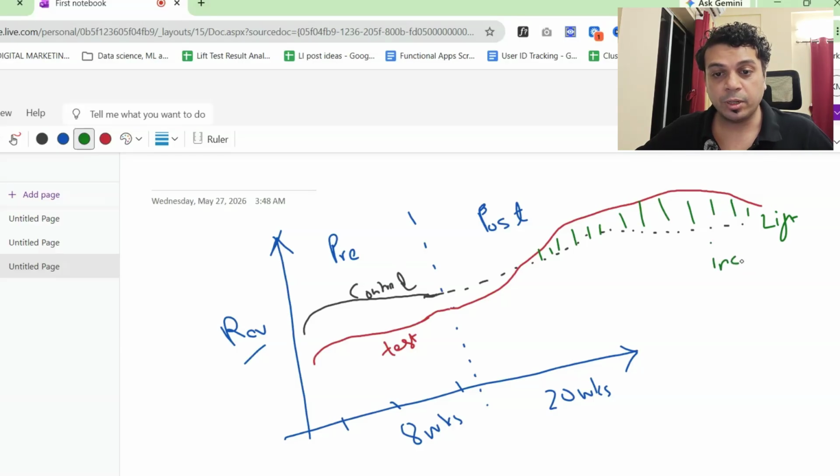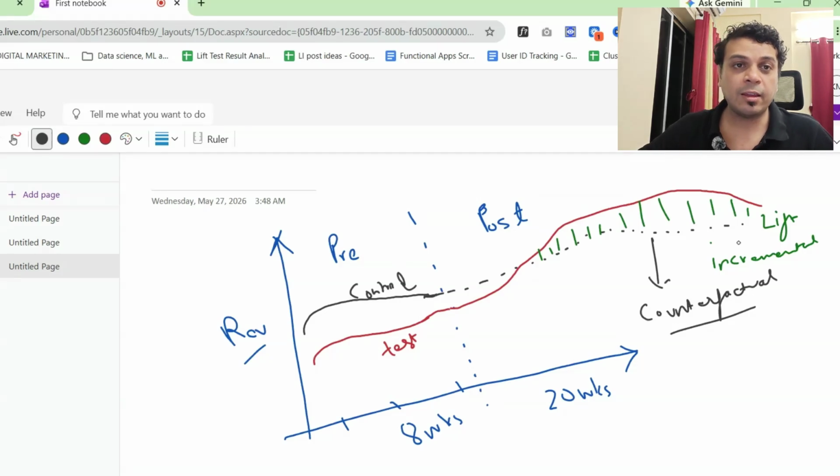This is basically what incrementality is all about: the difference from the counterfactual. So this dashed line here in black, this black dotted line, that is your counterfactual. Why is it called counterfactual? Because we cannot see it, right? We cannot have the cake and eat it at the same time, or we cannot eat the cake and have it at the same time.